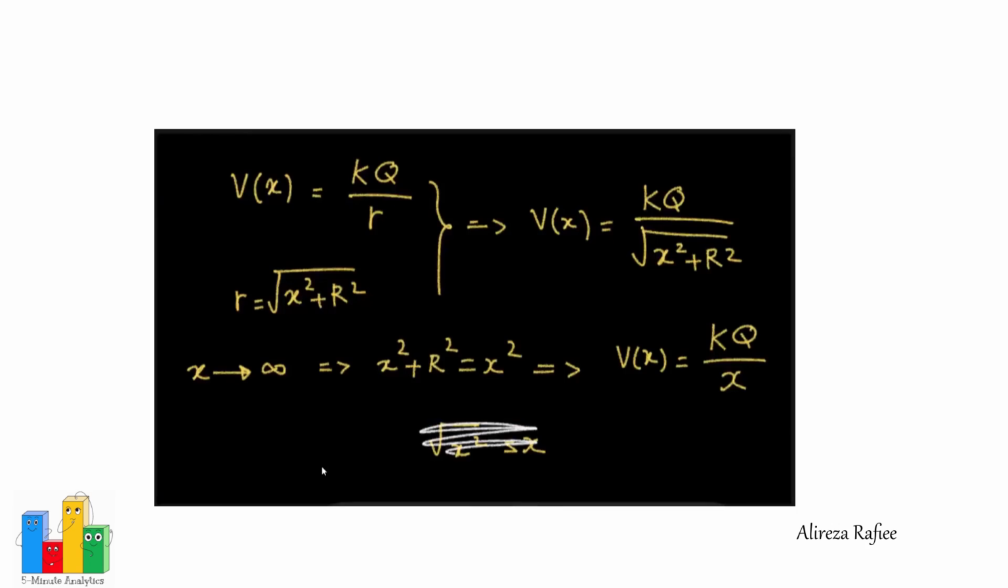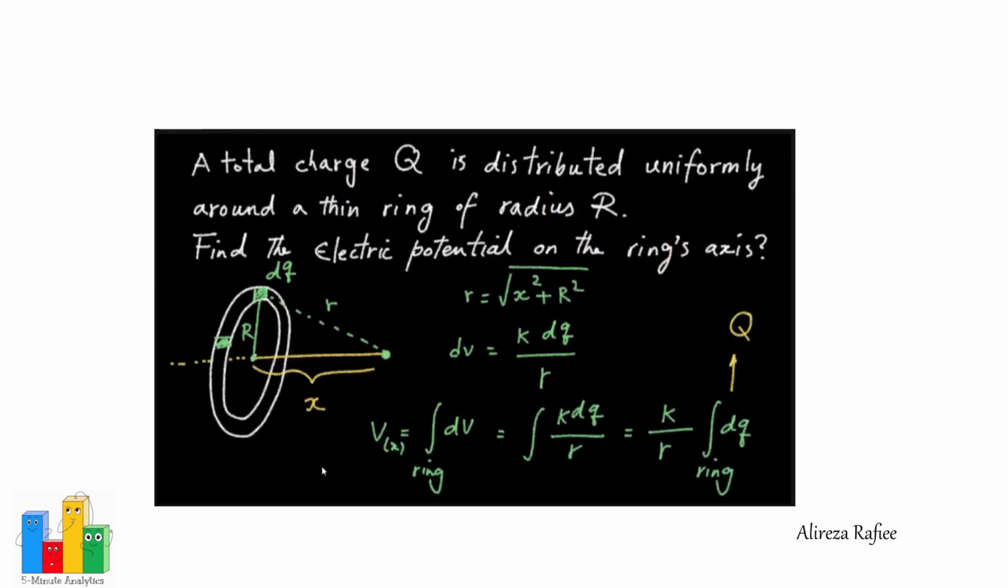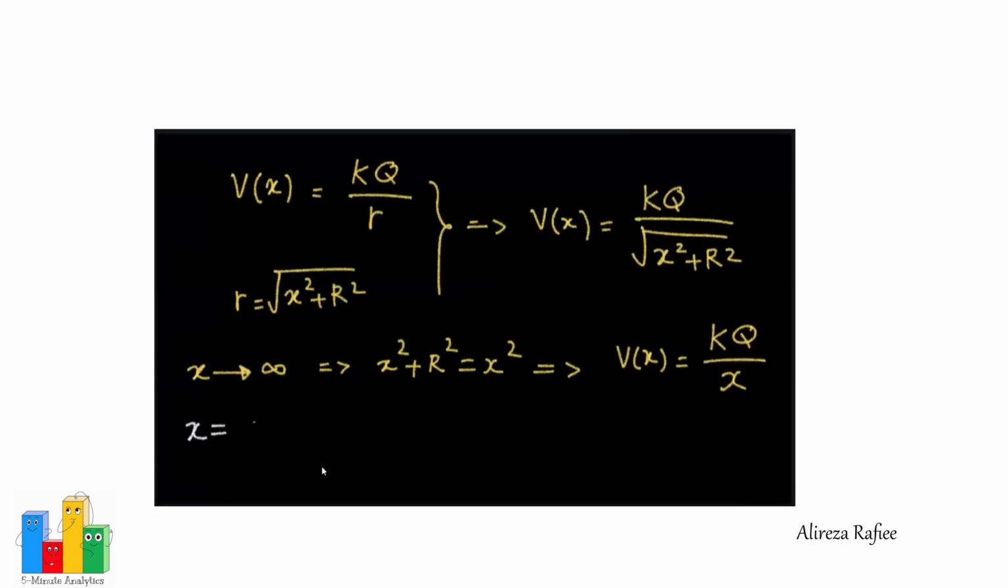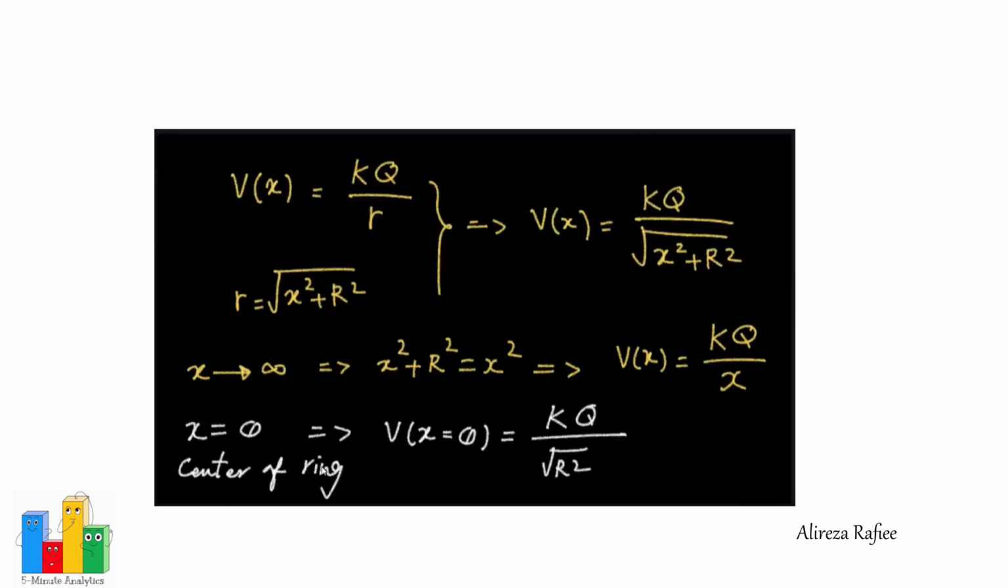Okay, that's one step. The second step is when you want to know the potential right at the center of the ring. That's when x is equal to 0. That's the center of the ring. Then in this case, the electric potential at x equal to 0, the center of the ring, would be kQ divided by the square root of r squared, which is kQ divided by r.